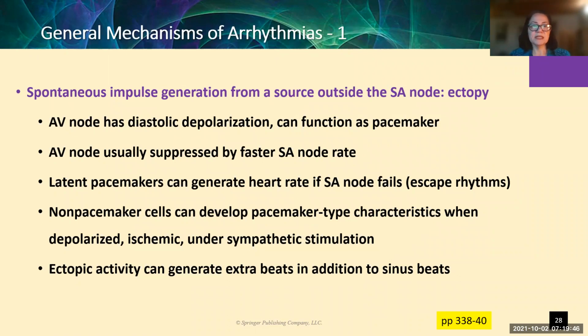So arrhythmias: how we can get something other than that normal rhythm is you can get spontaneous impulse generation from something other than the SA node. This is known as ectopy. Remember, the term ectopic means from outside, from somewhere other than where something is supposed to be happening.